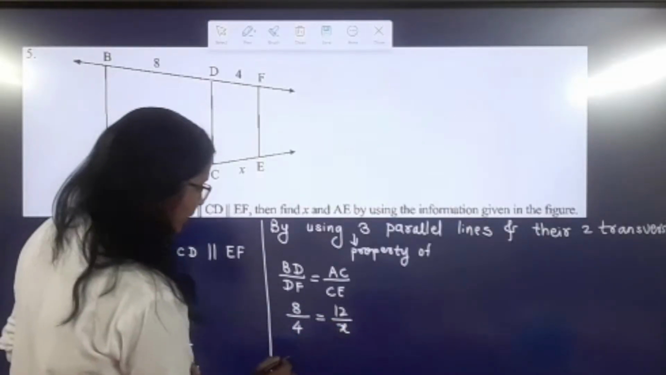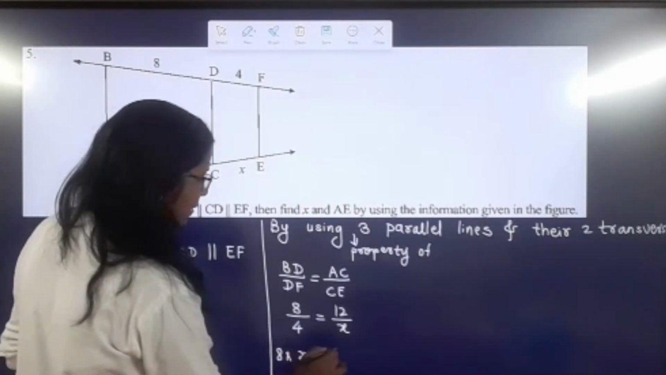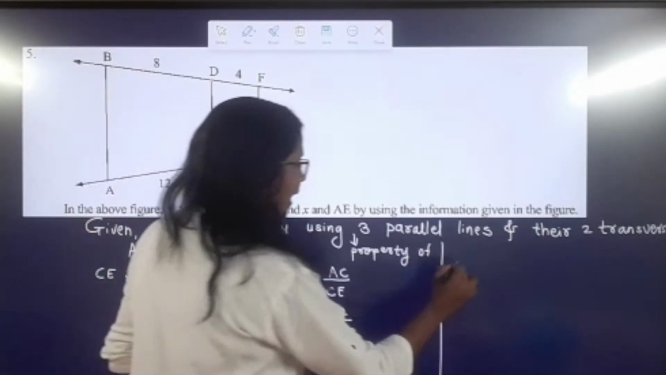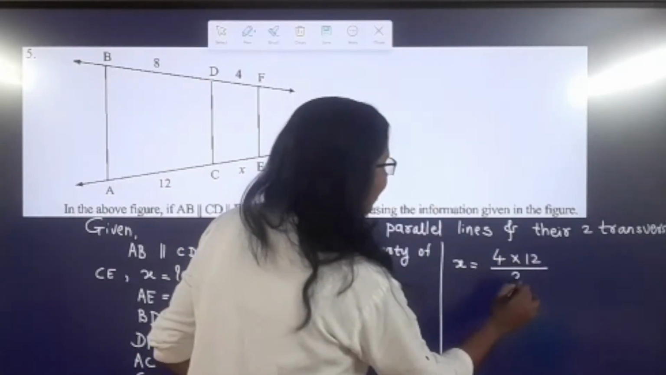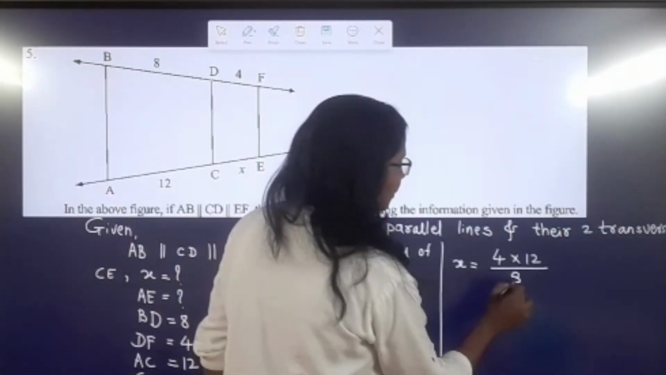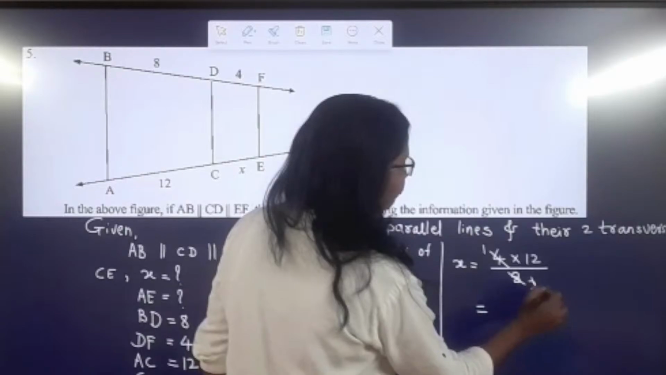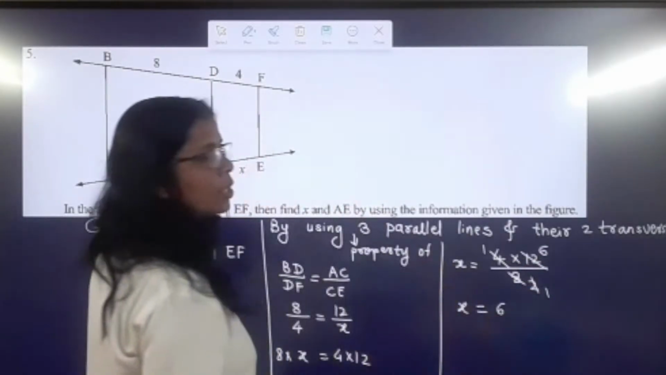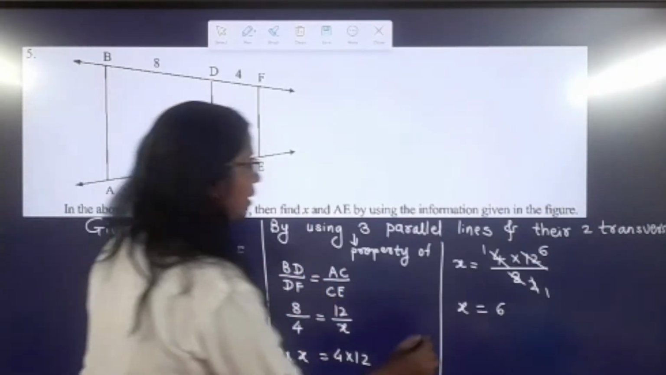So now cross multiply here, students. 8 into x is equal to 4 into 12. So x is equal to 4 multiplied by 12 divided by 8. 4 ones are 4, 4 twos are 8, and 4 sixes are 24. So x is equal to 6. Okay students, x is equal to 6. That means here, students, CE is equal to 6.